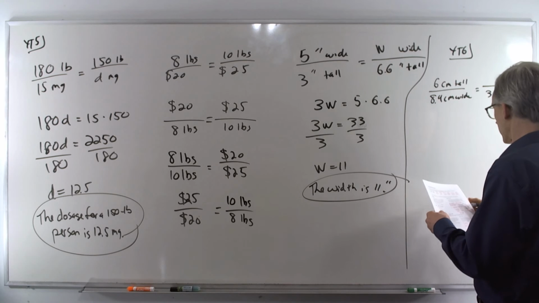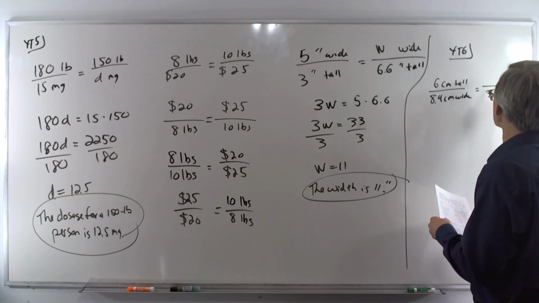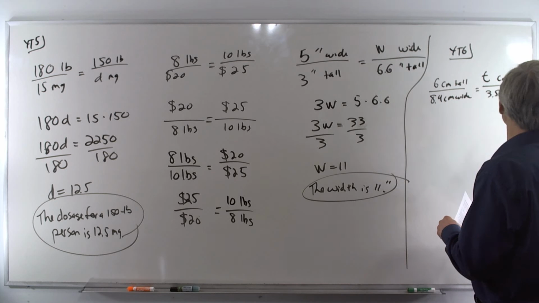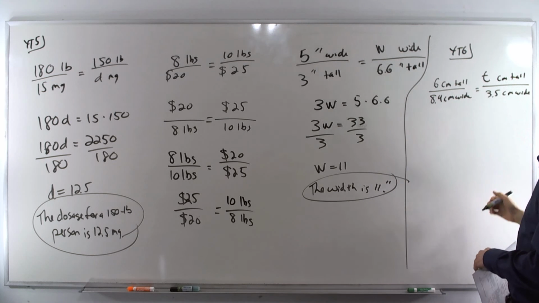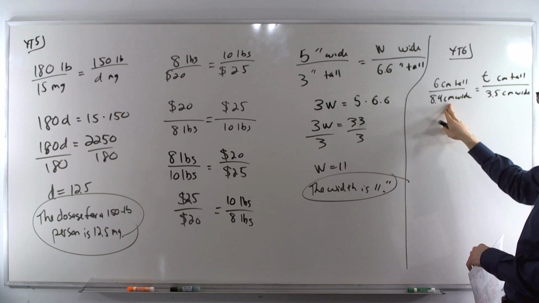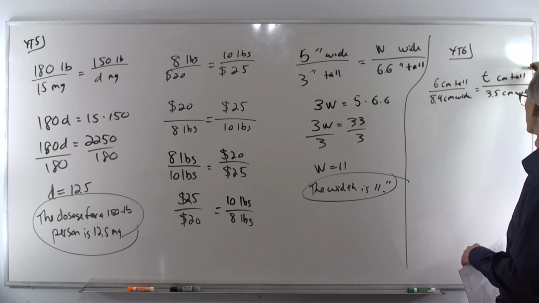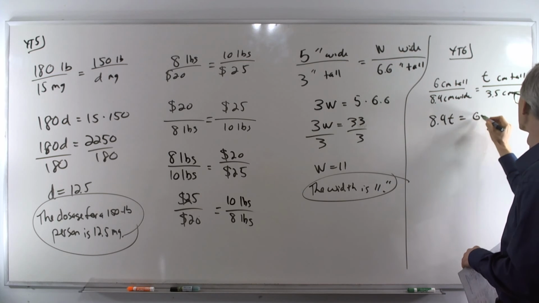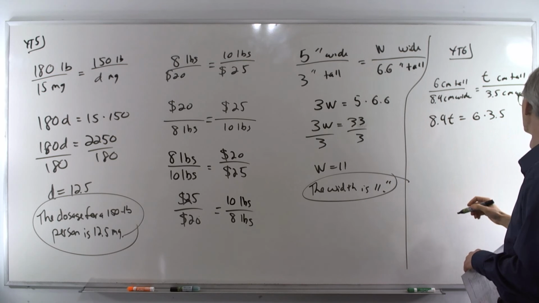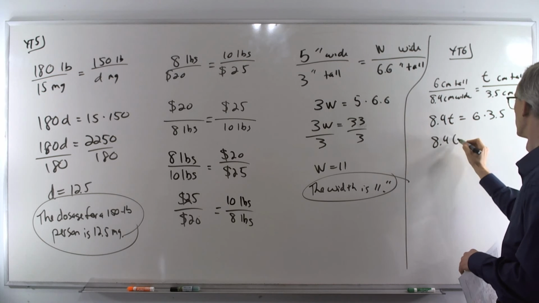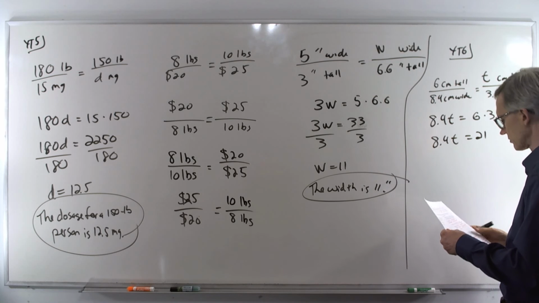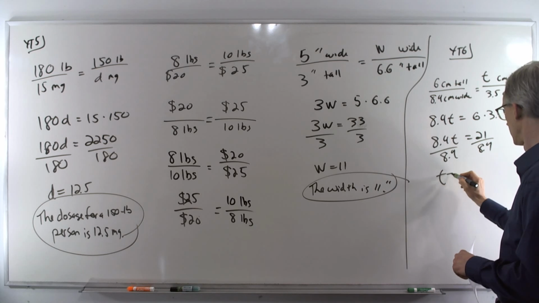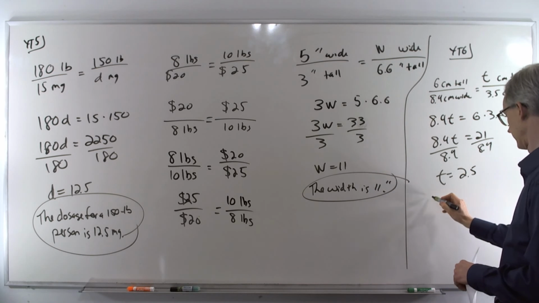So width goes on the bottom there, and the question is asking for how tall must it be, so what should I call that? T centimeters tall on the top. Okay, we got width on the bottom, height on top. So we're set to go. Cross multiply, 8.4T equals 6 times 3.5. So that gives us 8.4T is 21, divided by 8.4 on both sides, and T equals 2.5.